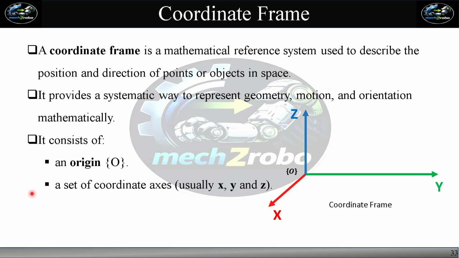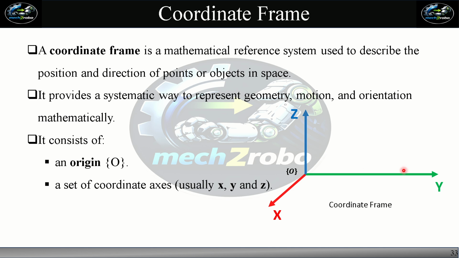First of all, what is a coordinate frame? A coordinate frame is just a mathematical reference system which is used to describe the position and direction of points or objects in 3D space. It provides a systematic way to represent the geometry, motion and orientation mathematically. And we can see this is the geometrical representation of a coordinate system.